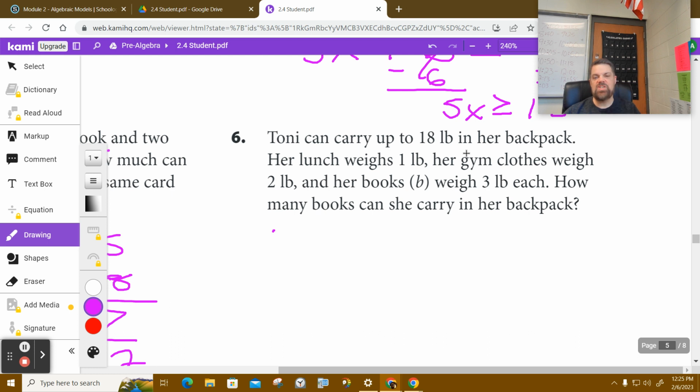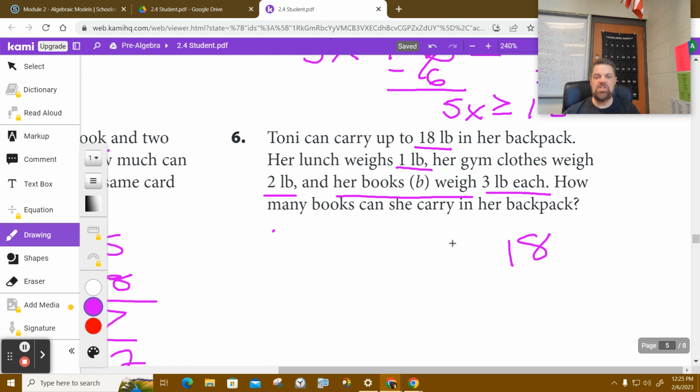Tony can carry up to 18 pounds in her backpack. Her lunch weighs 1 pound, and her gym clothes weigh 2 pounds, and her books weigh 3 pounds each. So we don't know how many books she's carrying. That's a lot of stuff to write down. So what do we write down? This one's easy. It's going to do something with 18, because she could carry up to 18 pounds in her backpack.